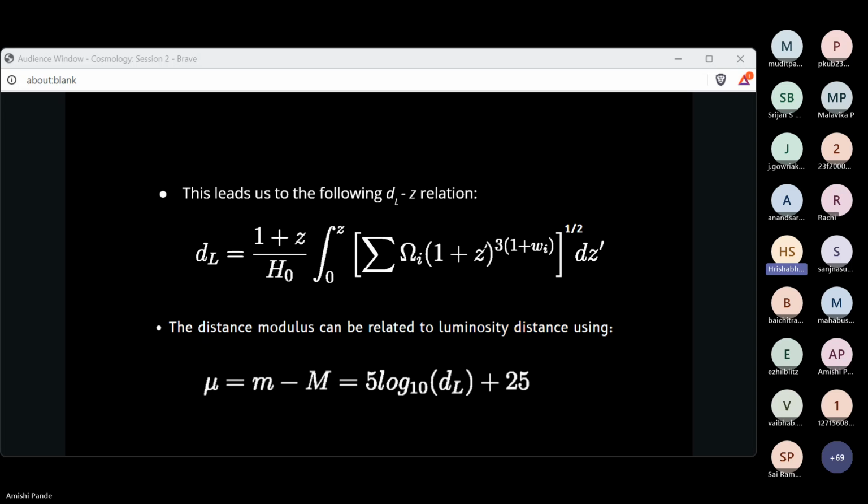Okay, coming to the DLZ relation, we use the Hubble parameter and we find the value of R, and this is what we obtain. How we obtain this is a bit complex, but you can read about it in books. But this is the DLZ relation, which is very important. Keep this in mind.